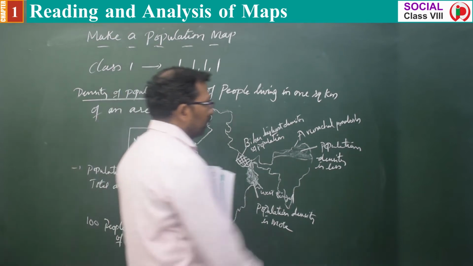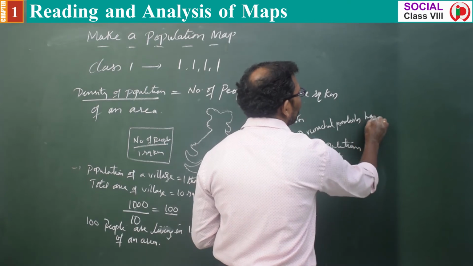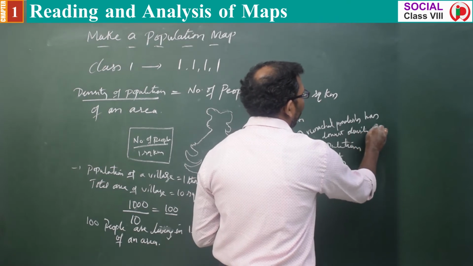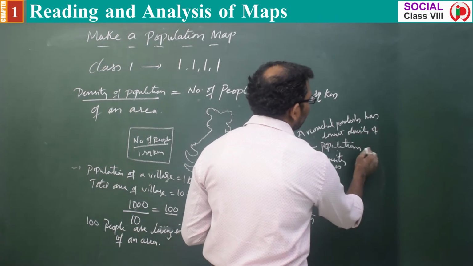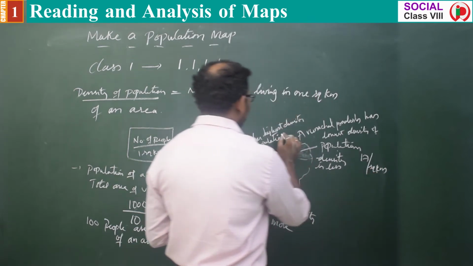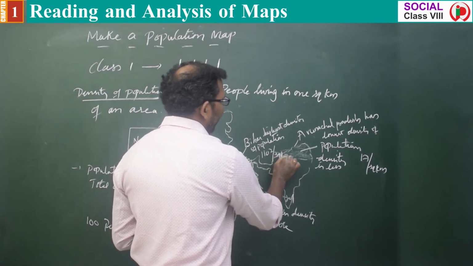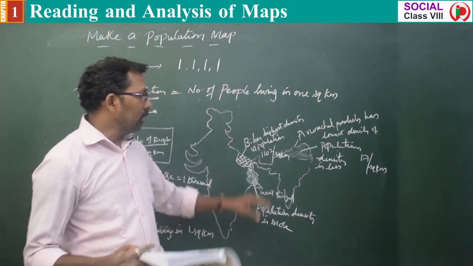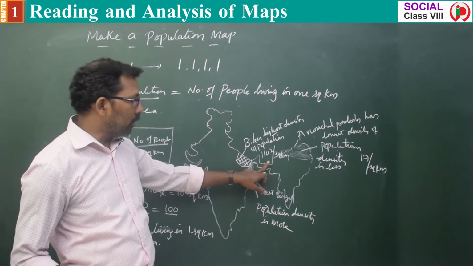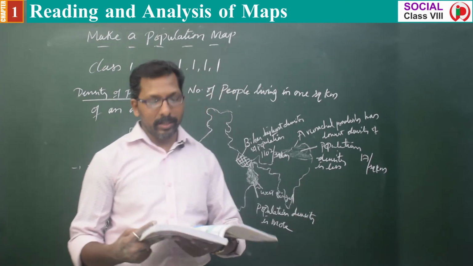Which is the lowest? Arunachal Pradesh, right? It has the lowest density of population. How much? It is 17 per square kilometer, whereas this one is 1102 per square kilometer. So Bihar has the highest density of population with 1102 per square kilometer, whereas Arunachal Pradesh has a density of population of 17 per square kilometer.